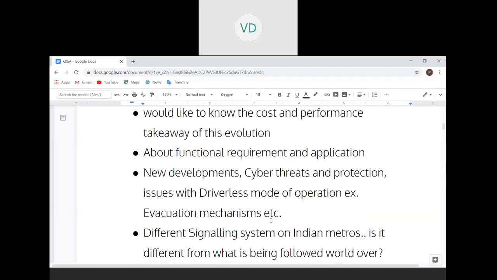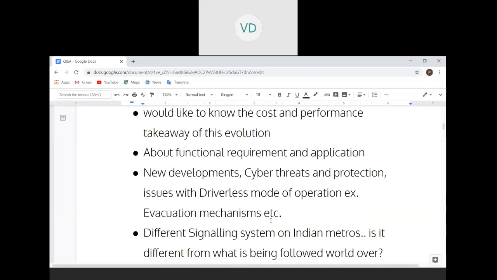I think Alstom has got a number of orders in the country so far. Yes, Alstom has got a pretty good number of orders. In fact, in Mumbai, they are doing 4 lines as of today. Correct. Now, about functional requirement and application. Functional requirements are specified in 1474 for CBTC. 1474 is the specification. Most of the specifications are centered around that.